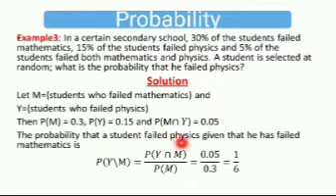The probability that a student failed physics, given that he has failed mathematics, is equal to the probability of Y given M, which is the probability of Y intersection M divided by the probability of M. Is that okay? Because he has failed mathematics before, right? So the probability of the intersection is 0.05, divided by the probability of failing mathematics, which is 0.3. So 0.05 divided by 0.3. If you simplify this, you are going to get 1 over 6. And that is that about independent.